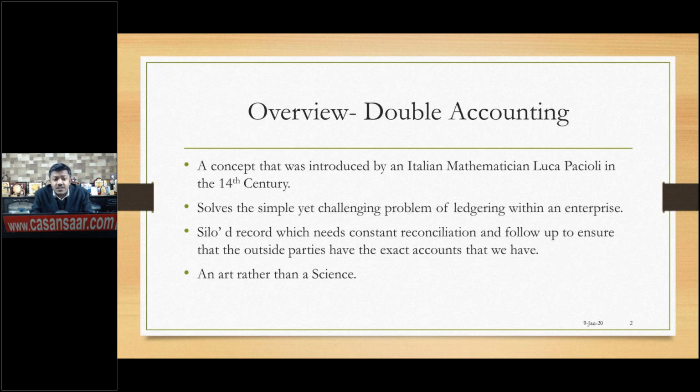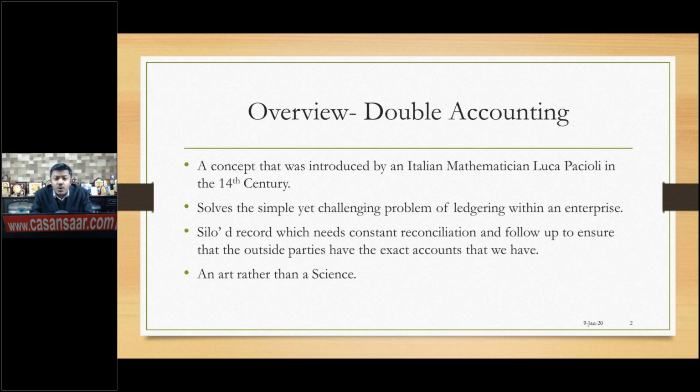The double accounting system solves a simple yet challenging problem of ledgering within an enterprise. I say within an enterprise because every time you record a transaction, it is recorded in your own books. It's a siloed record which needs constant reconciliations and follow-ups to ensure that the outside parties have the exact amounts or accounts that we have.